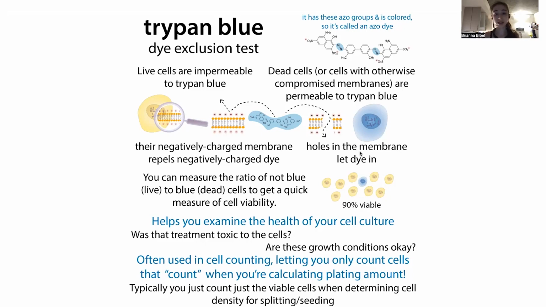And importantly, you can determine what's the percent of blue to not blue? What's the viability of these cells? This helps you examine the health of your cell cultures. So, was the treatment toxic to the cells? Are these growth conditions okay?